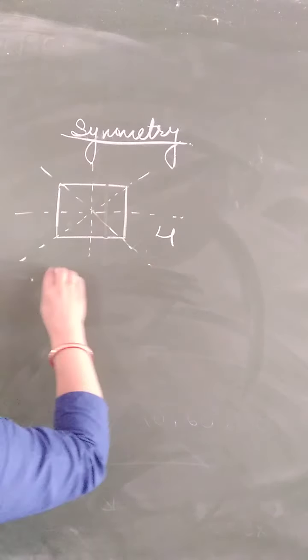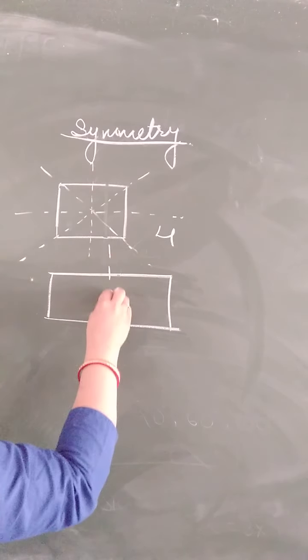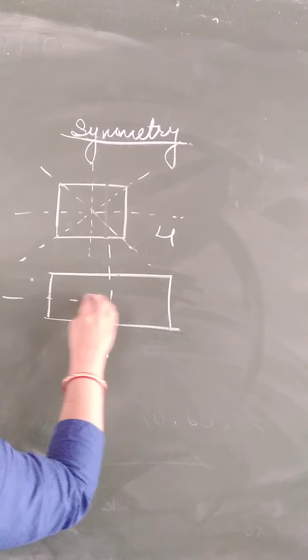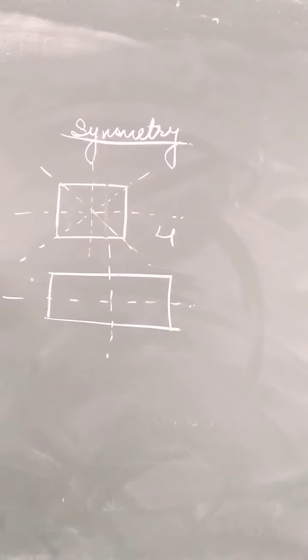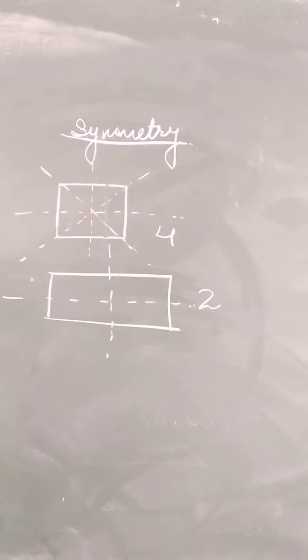Now the next figure is a rectangle. The lines joining the midpoints of the opposite sides are the lines of symmetry of a rectangle. It has only 2 lines of symmetry.